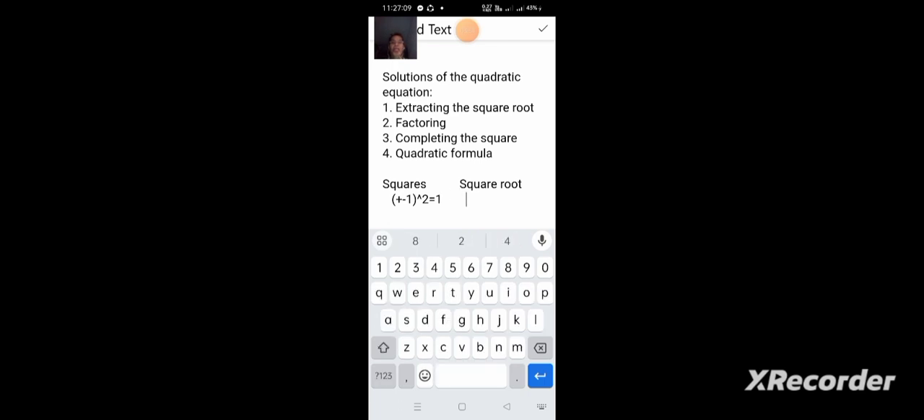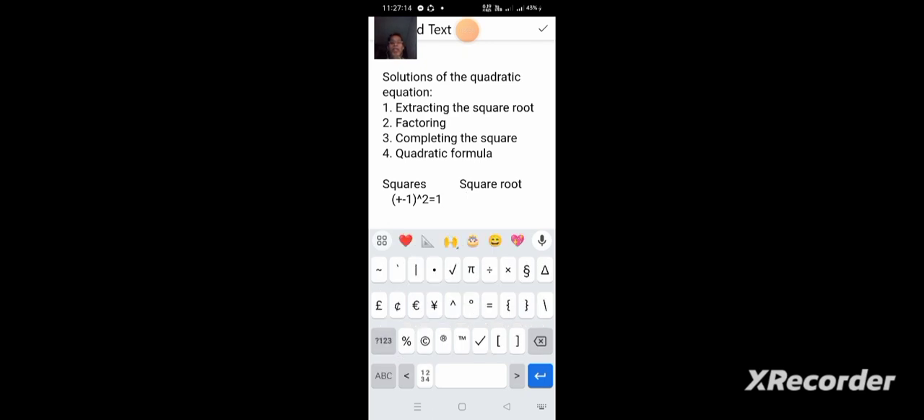When we are going to get the square root of 1, so that is getting the square root of 1. When we say extracting the square root, there should be two signs, positive and negative 1. Therefore, positive negative 1 is the square root of 1. On the other side, positive negative 1, the square is 1.